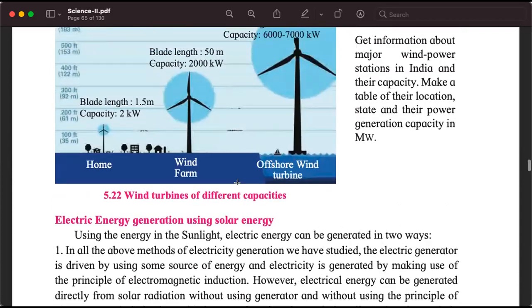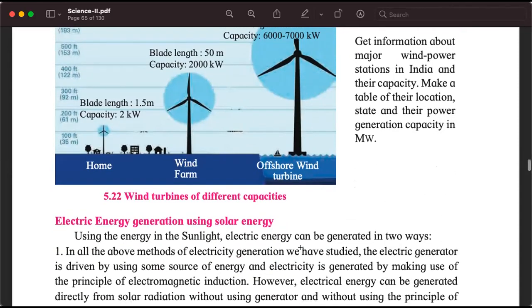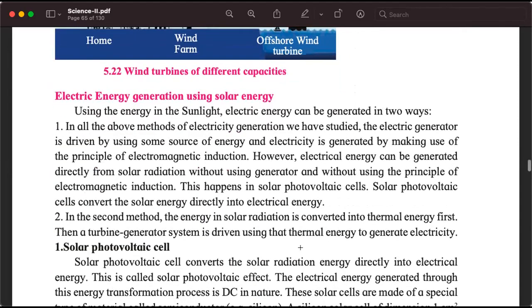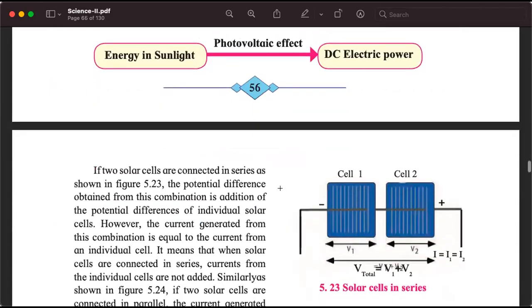They were called windmills because they were used to grind stuff in the olden times. Now they are not used for that. Now they are used to generate electricity. Now, the next thing that is given in the chapter is electrical energy using solar energy. Let us see how that happens.